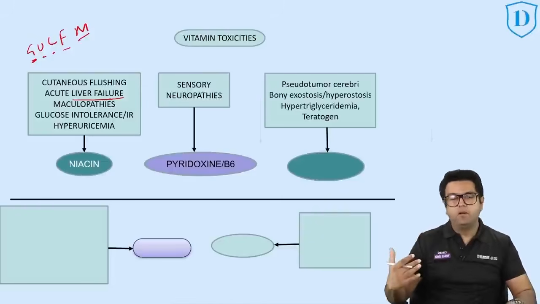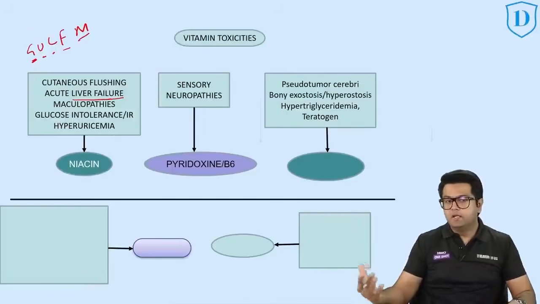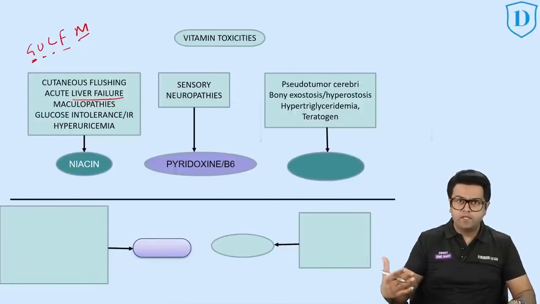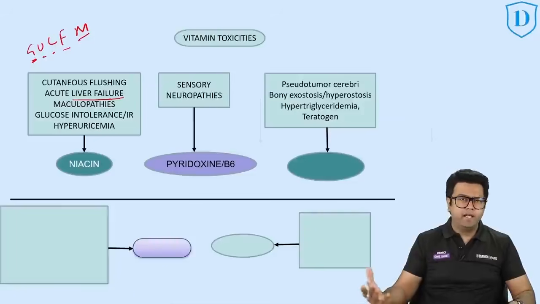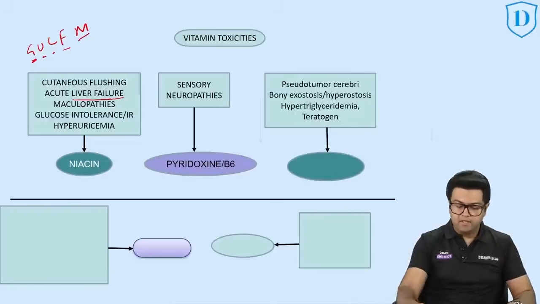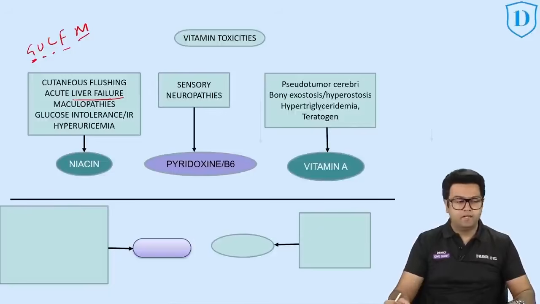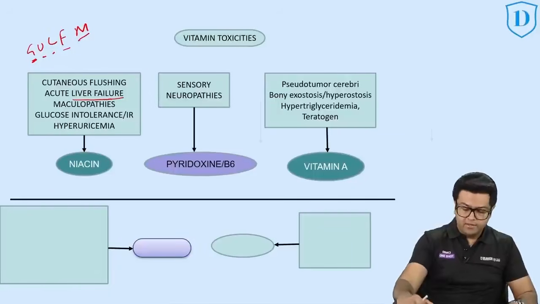Now we have one more example. Pseudotumor cerebri, the features of raised intracranial tension. Bony exostosis or the outgrowth of the bone, especially the cervical spine. And then hypertriglyceridemia and teratogenicity. So guys, the only vitamin which is a teratogen, we all know, and that is vitamin A. So vitamin A is the correct answer. Very good. Okay, so that's great.